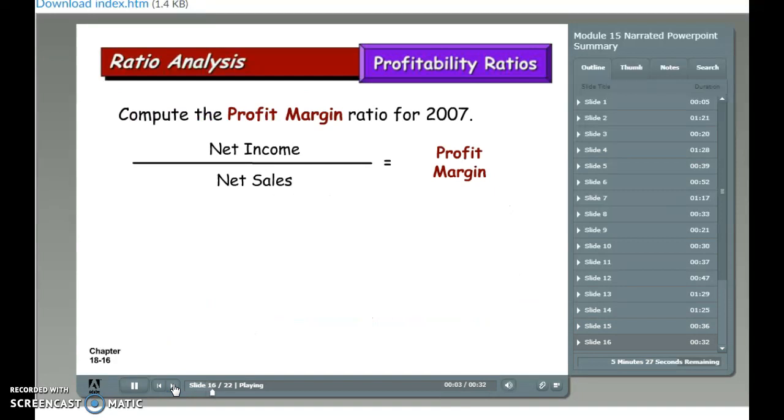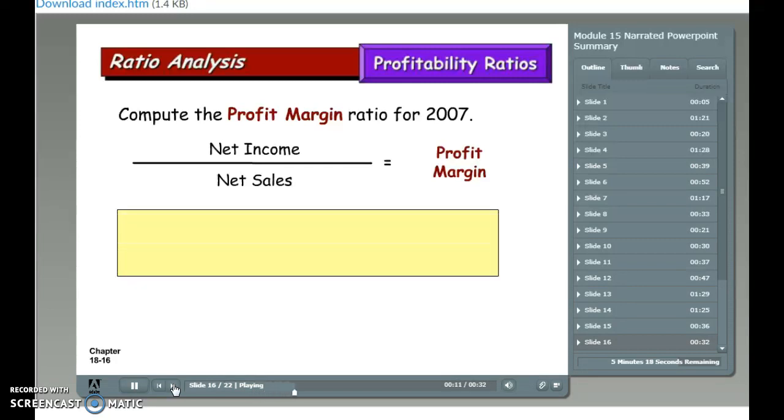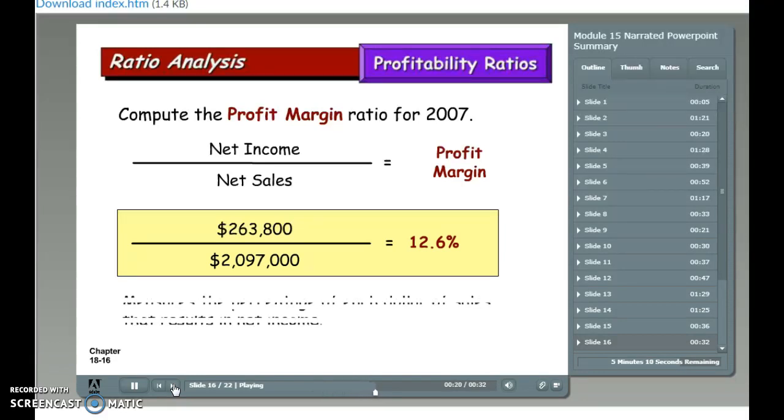The profit margin is calculated by net income divided by net sales, both of which are located on the income statement. Quality's profit margin is 12.6%. The profit margin measures the percentage of each dollar of sales that results in net income. Related to Quality, for every $100 of net sales, there is net income of $12.60.